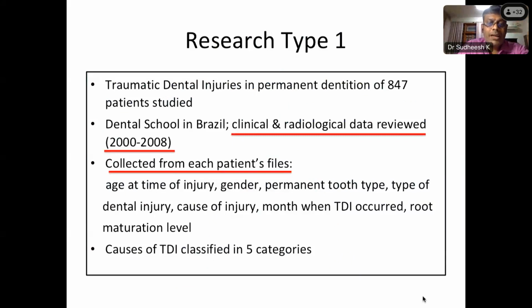And from the patient file, they also collected other data such as the age at the time of injury, gender, permanent tooth type, type of dental injury, the cause of injury, the month when the traumatic dental injury occurred, and what the root material was, etc. So they collected so much data, and the entire data was classified into 5 categories.